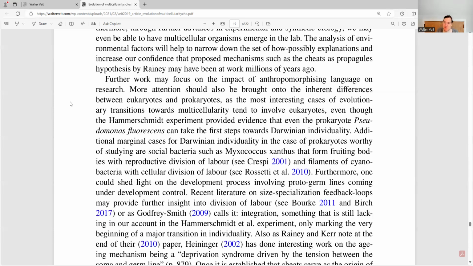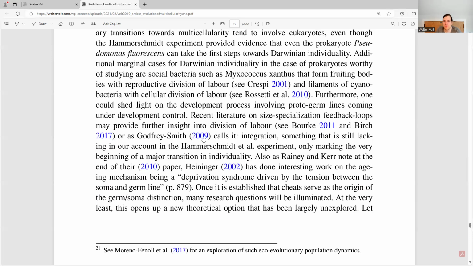Furthermore, one could shed light on the developmental process involving proto-germlines coming under developmental control. Recent literature on size specialization feedback loops may provide further insight into the division of labor. See Borg 2011 and Birch 2017, or as Godfrey-Smith 2009 calls it, integration, something that's still lacking in our account in the Hammerschmidt et al. experiment, only marking the very beginning of a major transition in individuality.